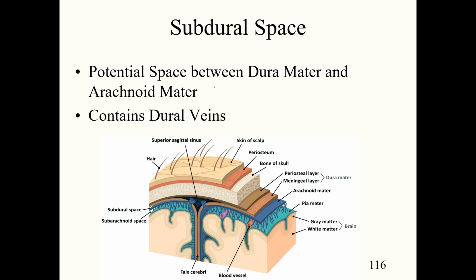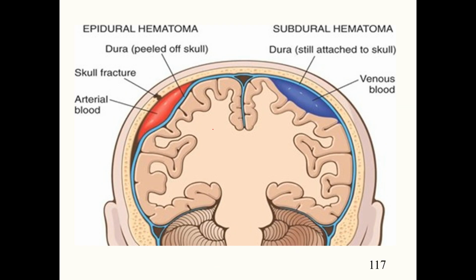Subdural space, it's a potential space again between the dura mater and the arachnoid mater. It contains veins. Okay, so that's why if there's a bleed, it's going to be venous blood that's going to pool in that area there. Both are dangerous in the sense that they're putting pressure on the brain, but a venous bleed is going to bleed slower than an arterial bleed for sure.